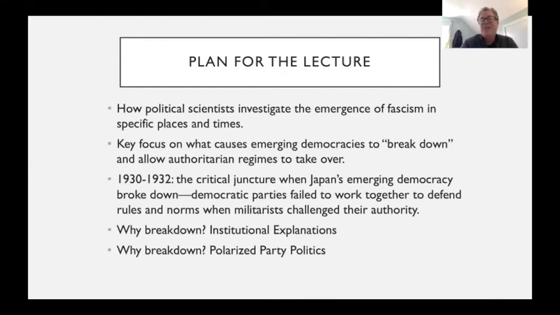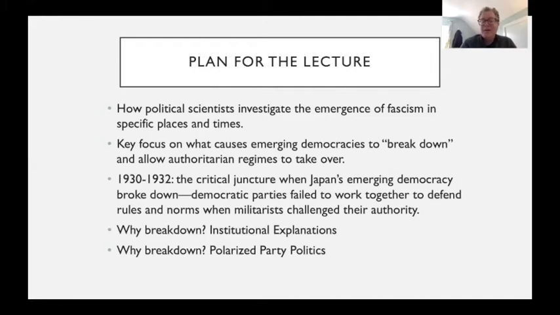So then in the final section of the lecture today, I will focus on two particular explanations that help us understand the Japanese case and also have broader support. There's often a flaw in the institutional design, something about the way the political institutions were set up that made it prone to a breakdown. So we'll talk a little bit about those.